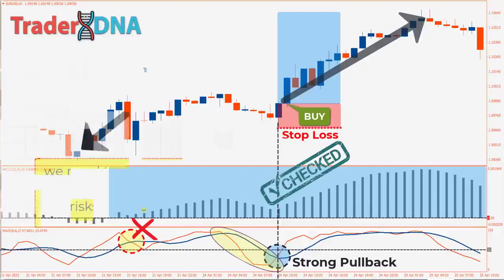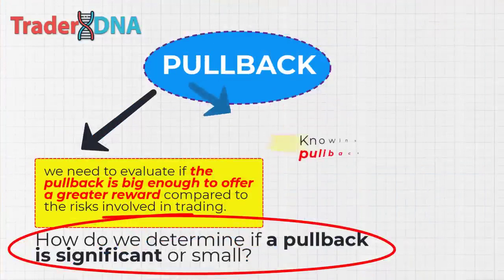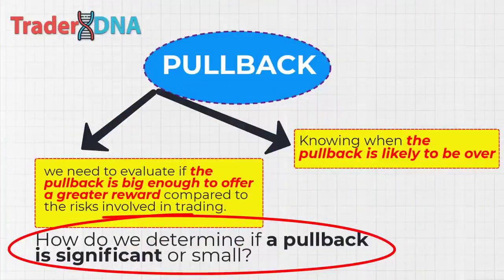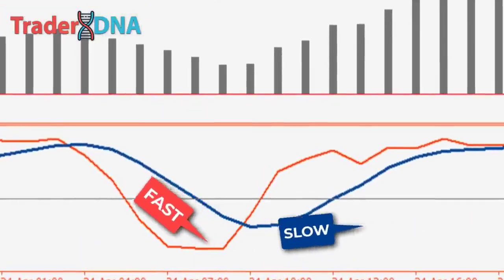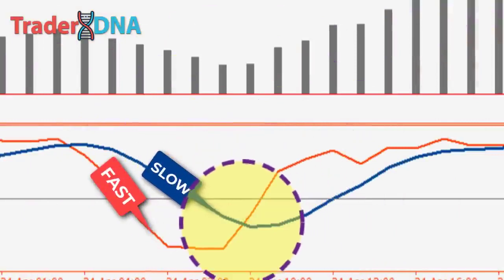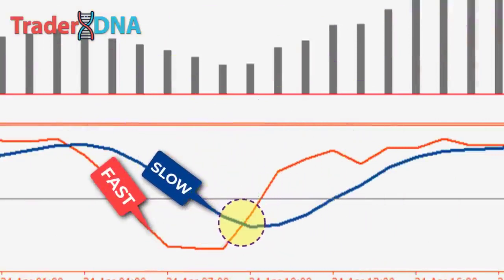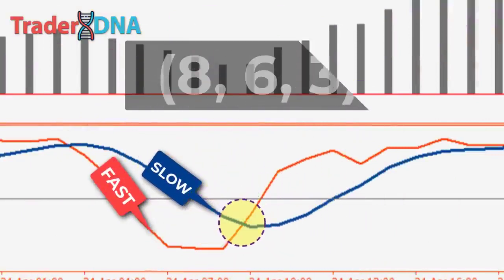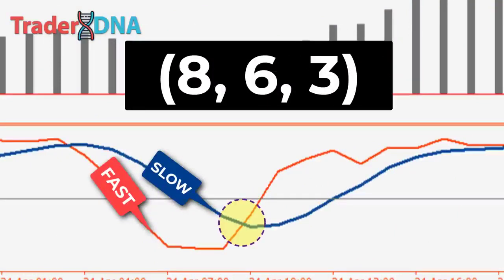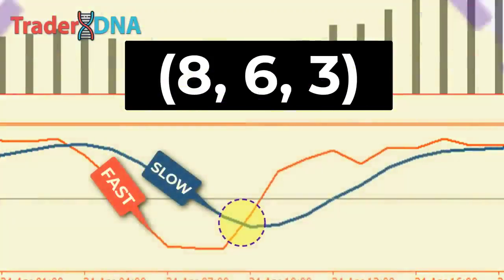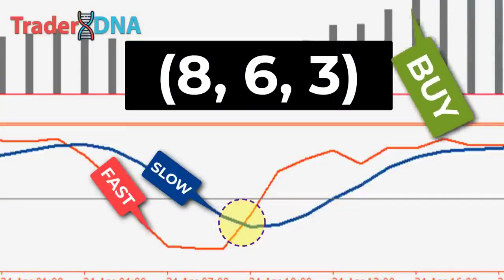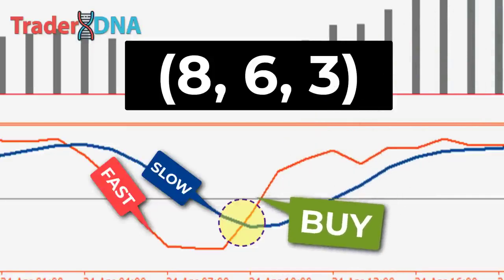The second point is knowing when the pullback is likely to be over. To determine the end of a market correction or pullback, we look for a crossover between the fast stochastic and slow stochastic lines. What makes the stochastic oscillator used in this strategy different is its setting, which is 8-6-3. This unique setting allows traders to easily spot the crossover between the fast and slow stochastic lines. With this clear signal, traders can confidently enter the market without any doubts.